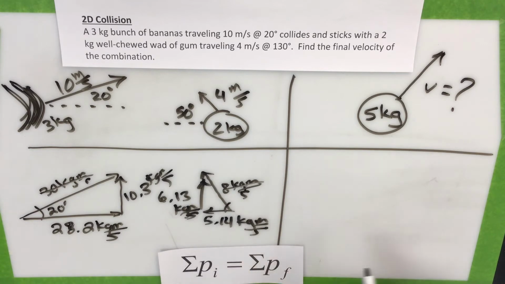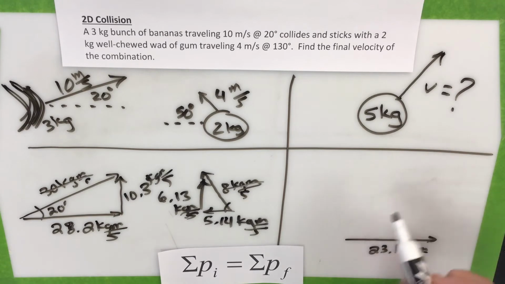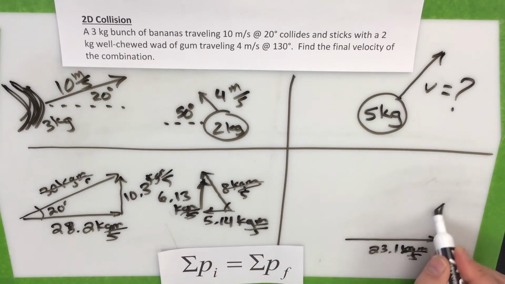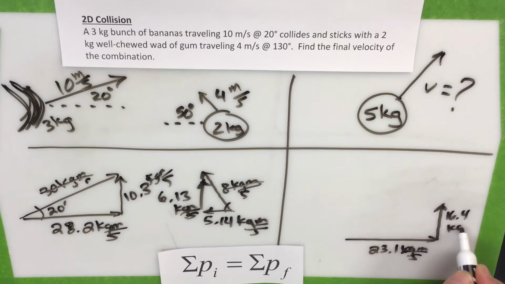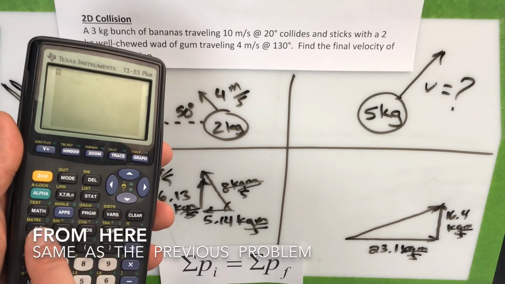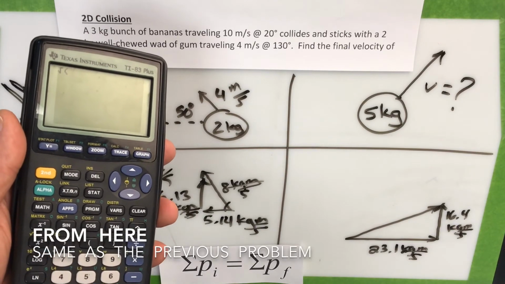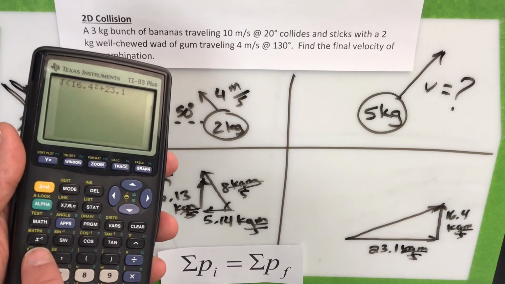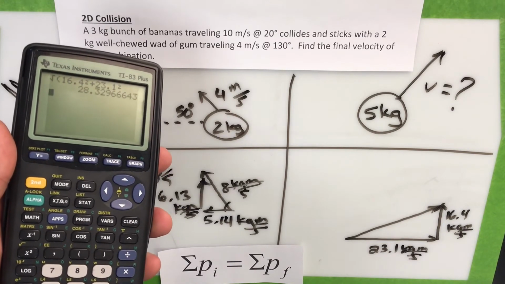23.1, rounding everything off. So this would be 23.1 kilogram meters per second. This is still a momentum triangle, but we are ultimately looking for the velocity. And then 16.4 kilogram meters per second. Hypotenuse: take some time, and second function, square root of the quantity 16.4 squared plus 23.1 squared, enter.